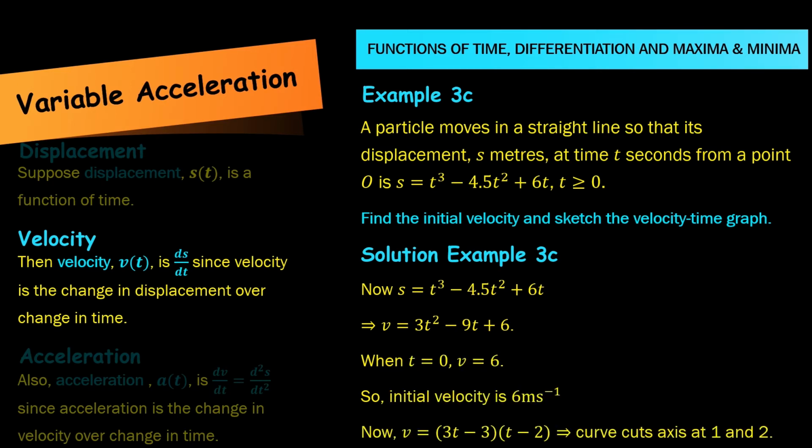If we factorize the equation for velocity, we obtain v equals 3 times t minus 1 times t minus 2. This implies that the curve cuts the x-axis at t equals 1 and t equals 2.